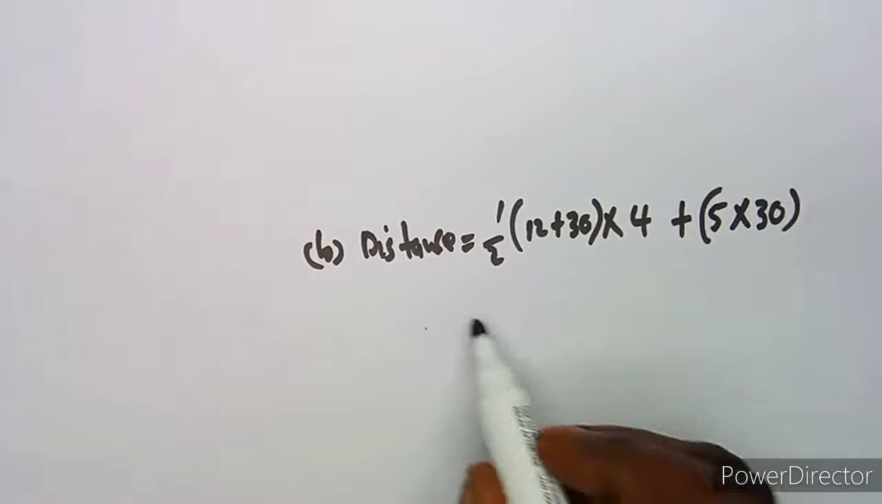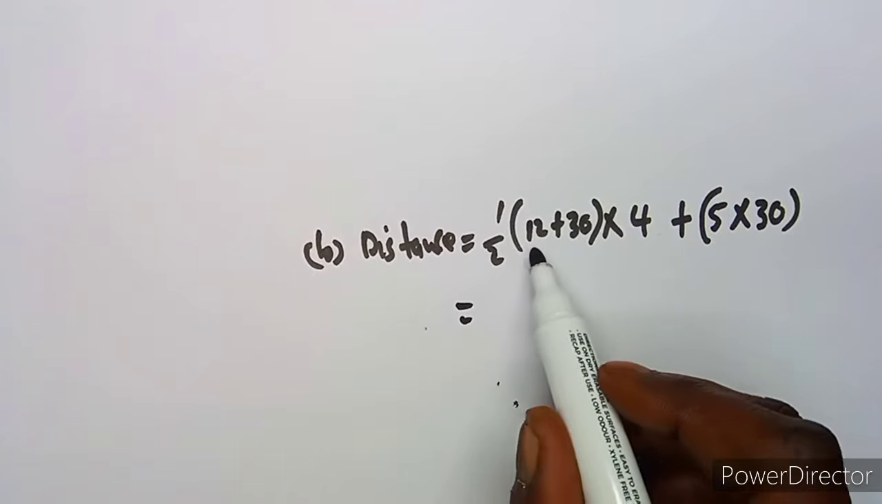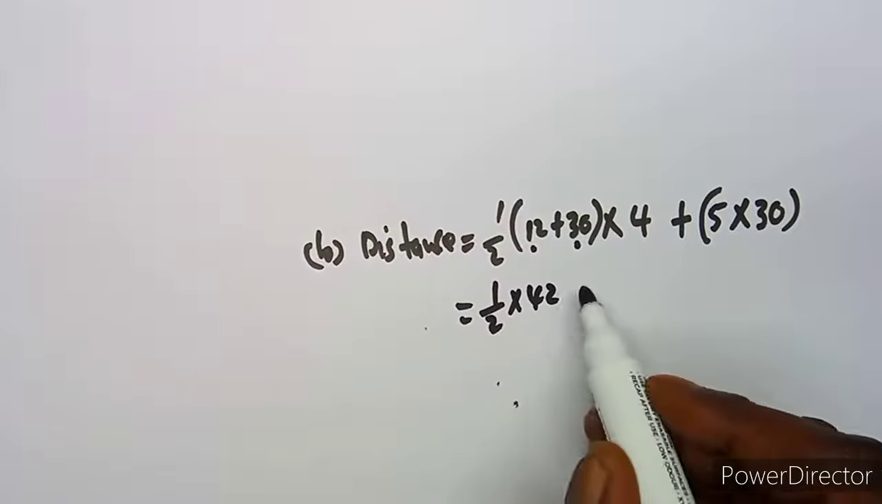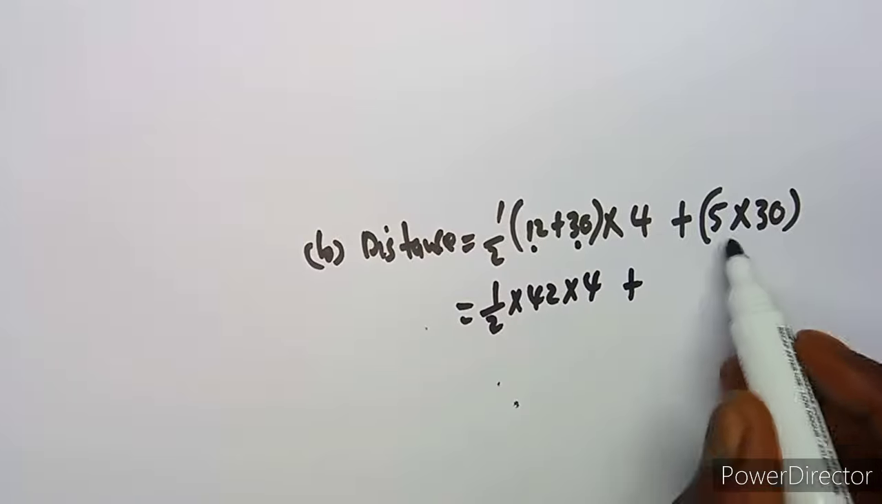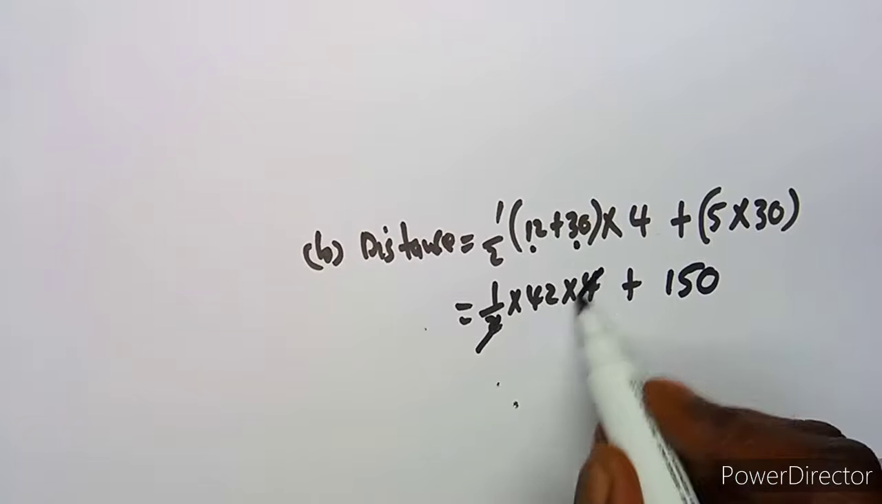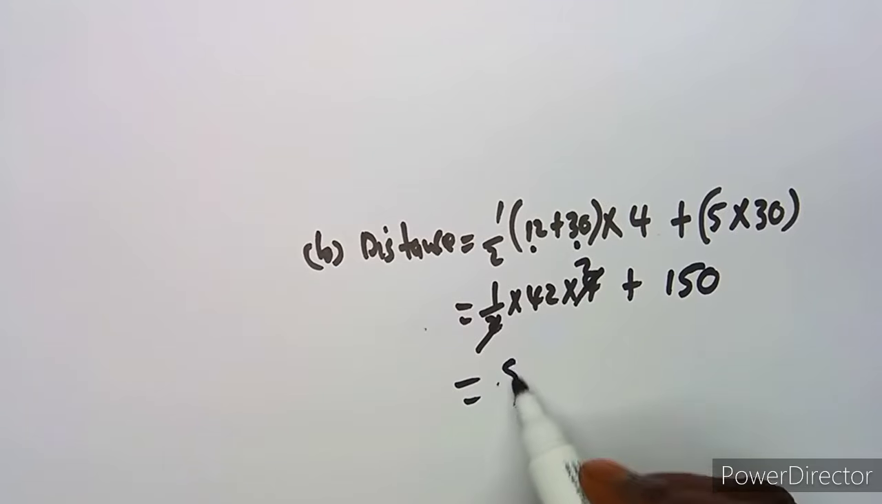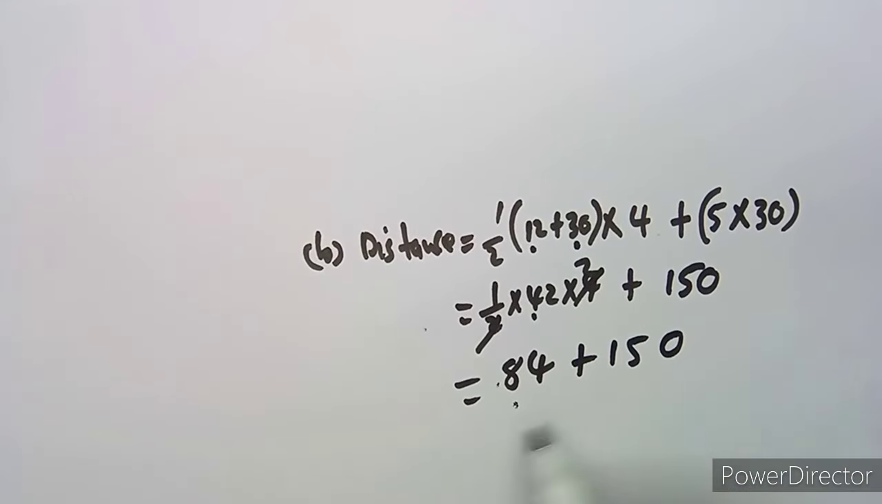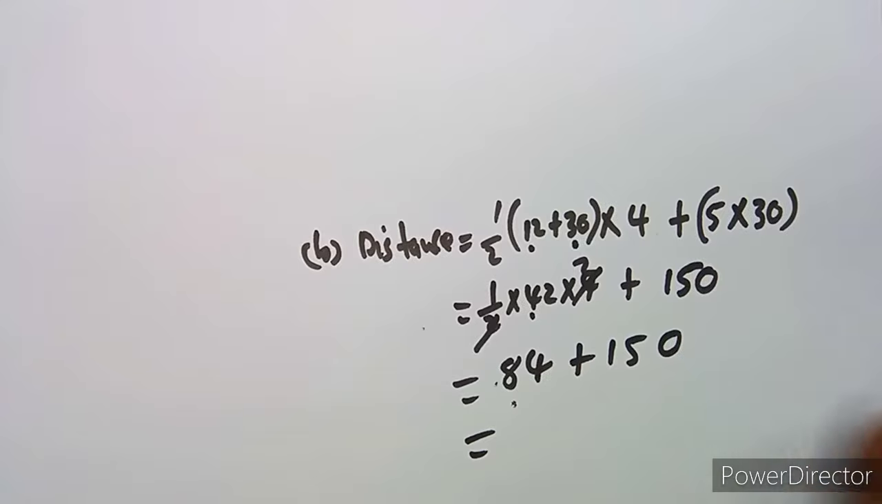All right, so working around this, this is going to give us 42. So it's half of 42 times 4 plus this is going to give us 150. So definitely this is going to give us 2, and it's going to be 84. 42 times 2, that's 84 plus 150. So 84 plus 150, which is 234 meters. So that is your distance there. All right, so that's it, guys.